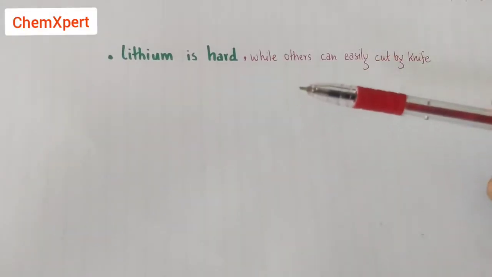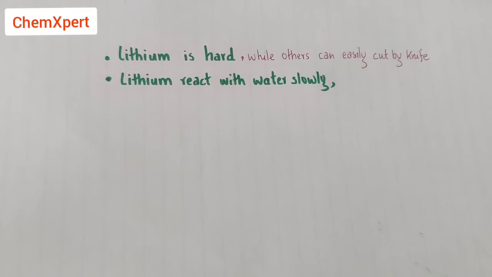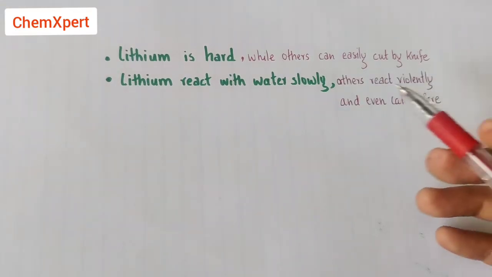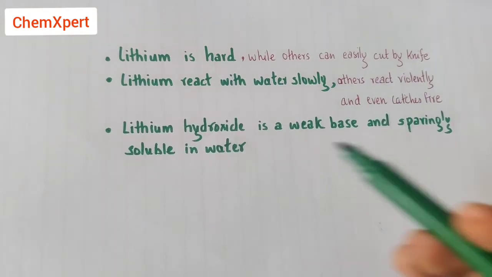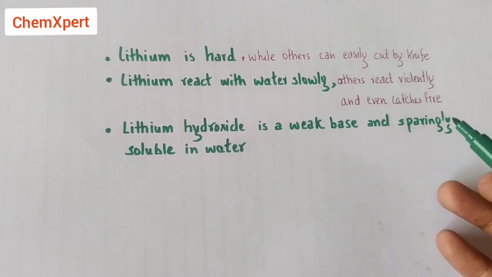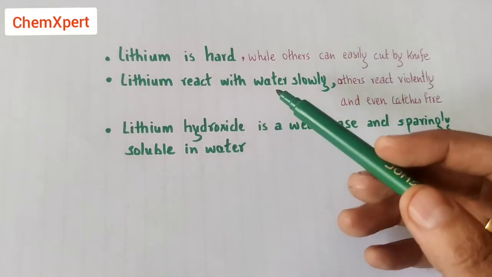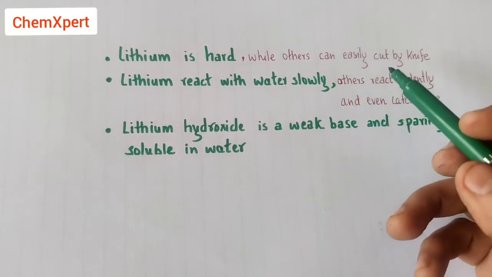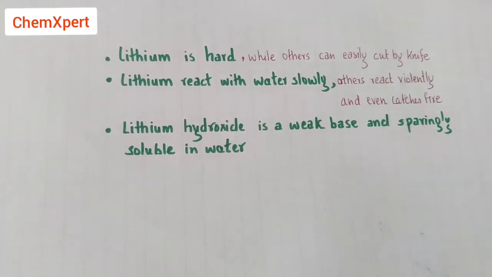Lithium is hard, while others can easily be cut by a knife, just like sodium and potassium. Next, lithium reacts with water slowly, but others react violently and even catch fire. And lithium hydroxide is a weak base and sparingly soluble in water, whereas other members, for example NaOH and KOH, are strong bases and they are alkalis because they are completely soluble in water.